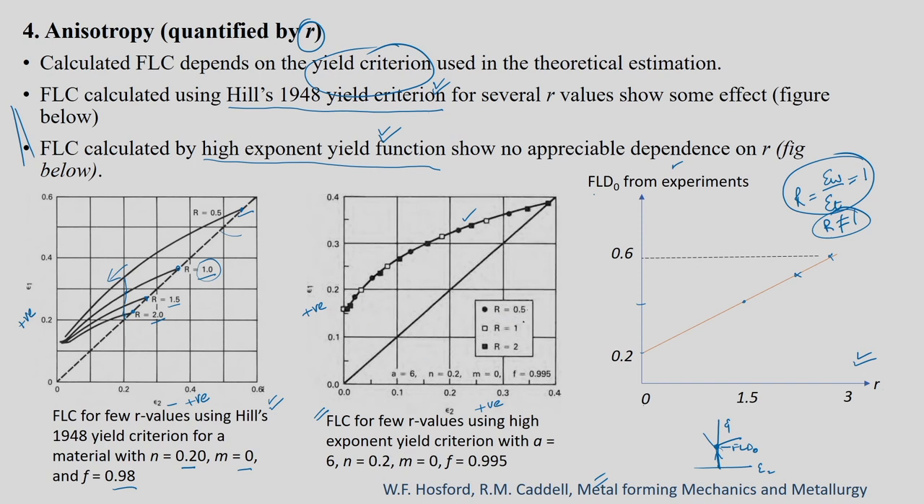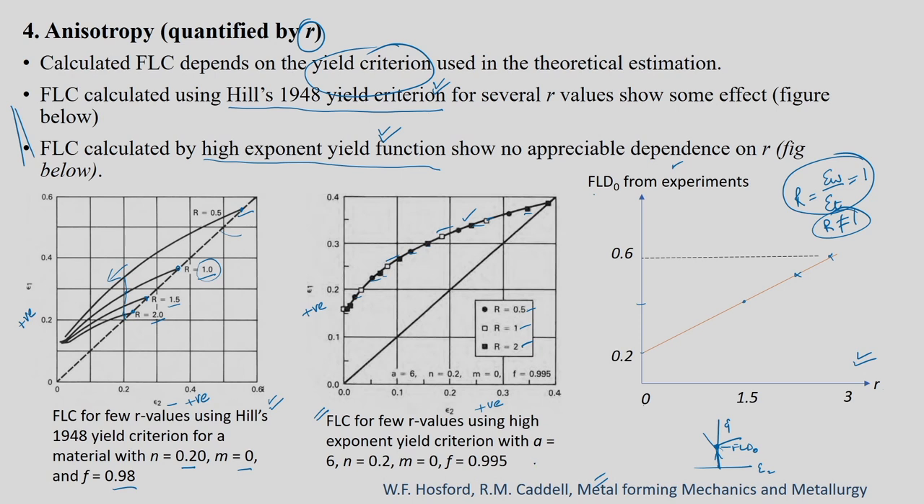You can see R is equal to 0.5, R is equal to 1, R is equal to 2. R is equal to 0.5 is a filled circle, so these values are coming here somewhere. Then the open square is also here, which is R is equal to 1, and the filled square is also here. There is no difference between these forming limit strains. It falls on the same forming limit curve.